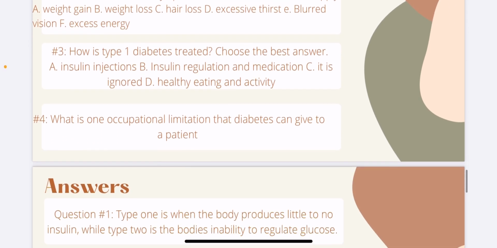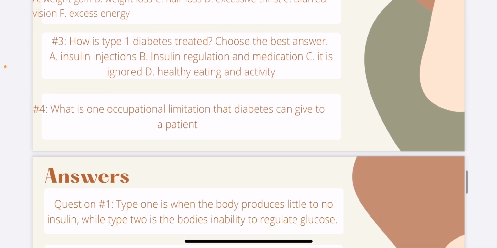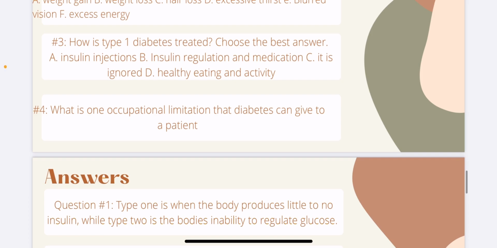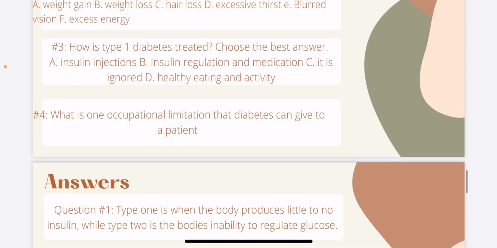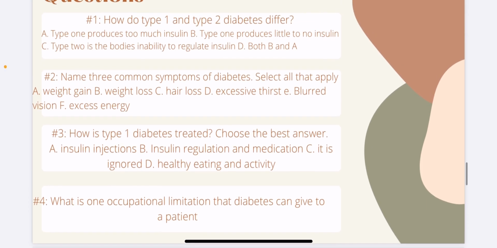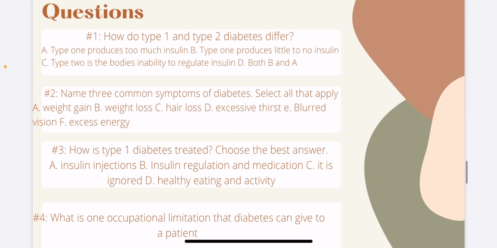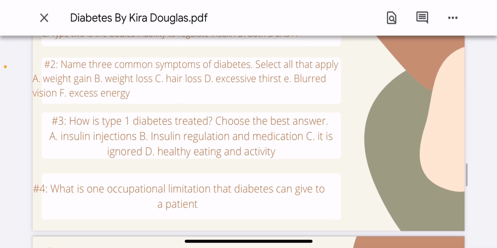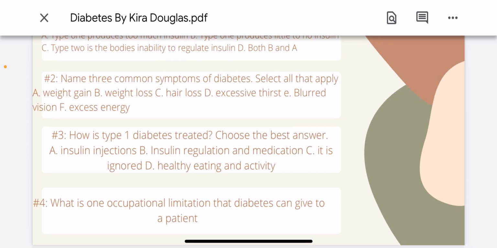So we can scroll down, and the correct answer is the type 1 diabetes is when the body produces little to no insulin, while type 2 is the body's inability to regulate glucose. So the answer is D, both A and B. Hope I covered it. Okay, number 2. Name 3 common symptoms of diabetes. Select all that apply. Weight gain, weight loss, hair loss, excessive thirst, blurred vision, excessive energy.